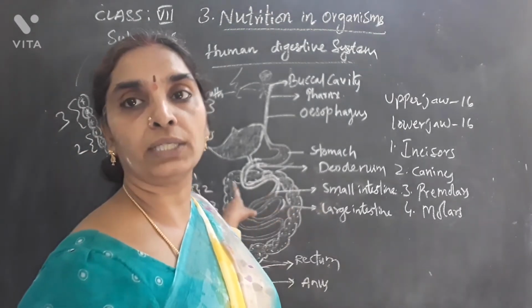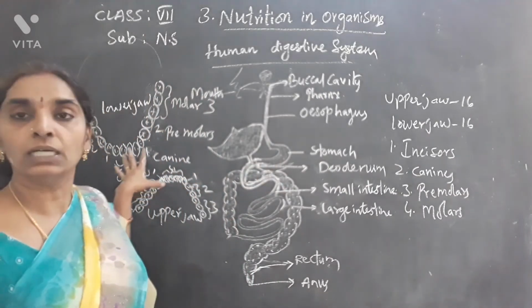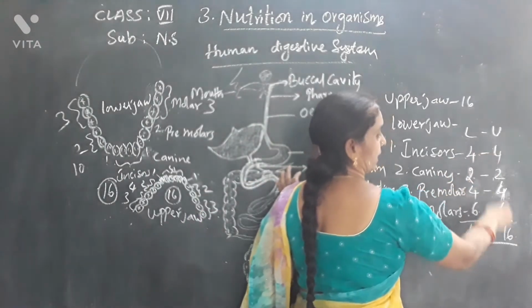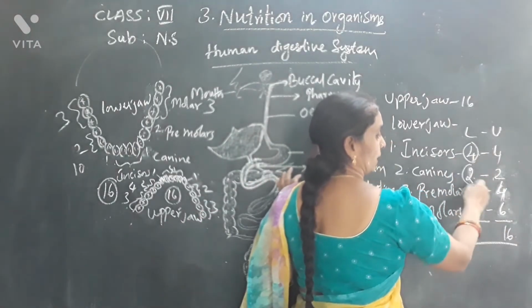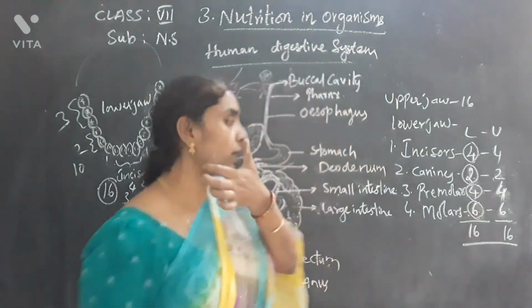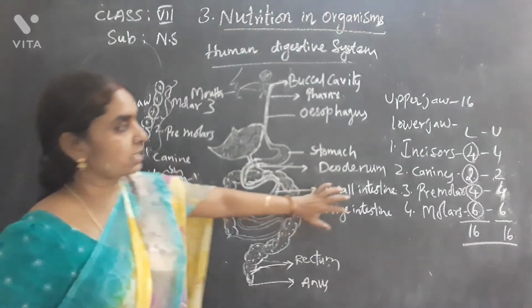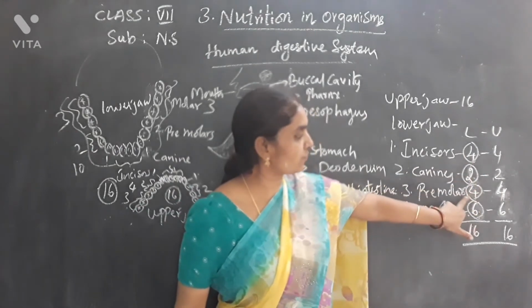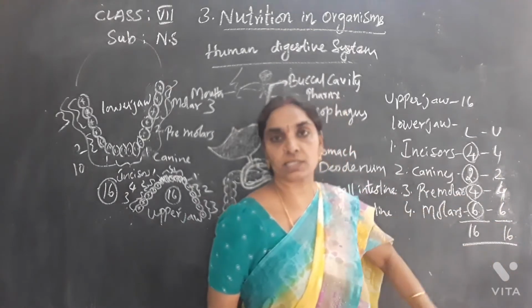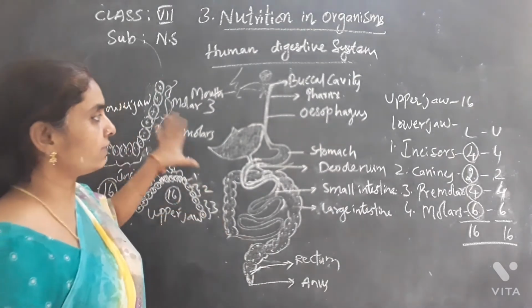In adults you find 32 teeth, where the number is 16 in the upper jaw and 16 in the lower jaw. See here, children, you have to count both the quadrants and then write. So 2 plus 2, 4, 1 plus 1, 2, 2 plus 2, 4, 3 plus 3, 6. In both the quadrants you have to count this quadrant and this quadrant, so you will get the correct answer. 4 plus 2 plus 4 plus 6 is 16 in the lower jaw, and again 4 plus 2 plus 4 plus 6, that is 16 in the upper jaw. I hope this count is okay for you now.